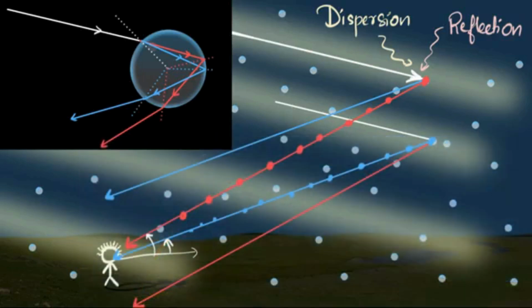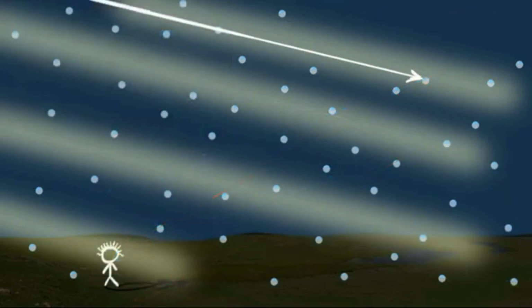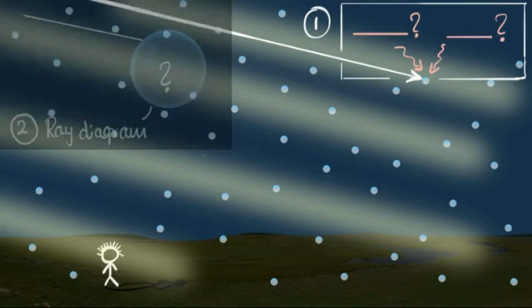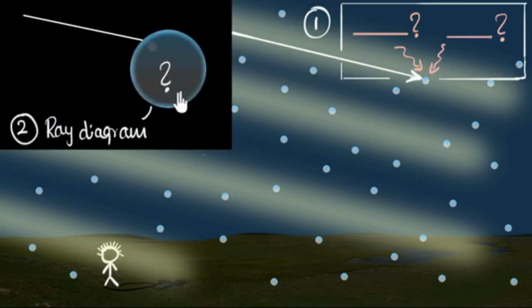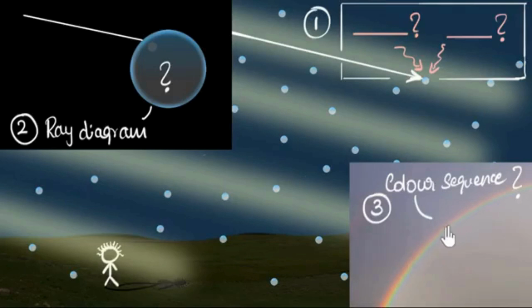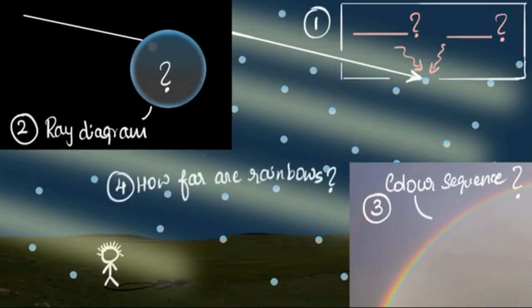So let's summarize what we just learned. So let's recall some important things from the video. Can you first of all recall what are the two important phenomena that have to happen to our light in order for us to see rainbows? Secondly, can you draw a ray diagram showing refraction inside the raindrop? Then, using that ray diagram, can you explain the color sequence of the rainbow? Why is it that we always get red on the outside and the violet or the blue on the inside? And finally, can you explain maybe to your friends or to your family, how far are the rainbows?